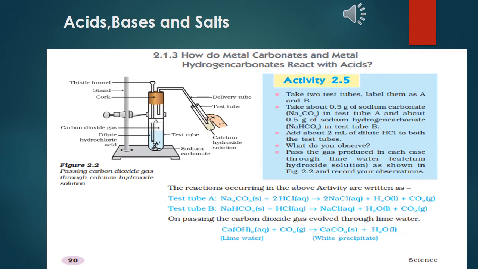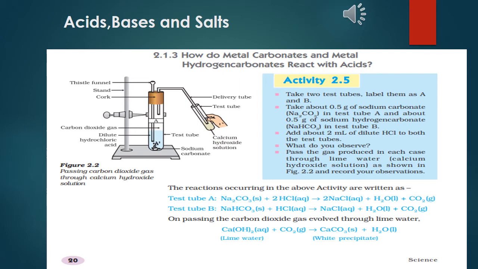as A and B. In test tube A, you keep some sodium carbonate, about 0.5 gram, and in the other test tube B you keep sodium hydrogen carbonate, the same amount. Now you add about 2 ml of dilute hydrochloric acid to both test tubes. After that you also observe the gas that is produced. If you pass this gas through lime water, then what will happen?